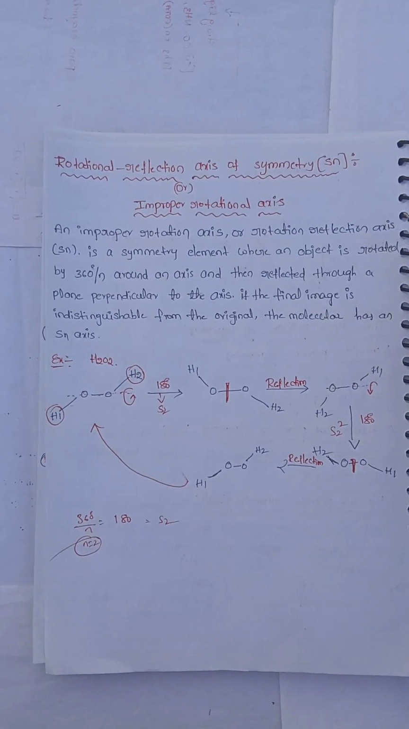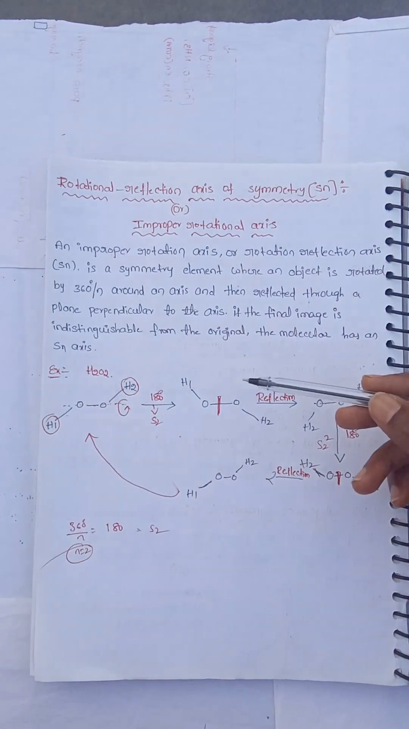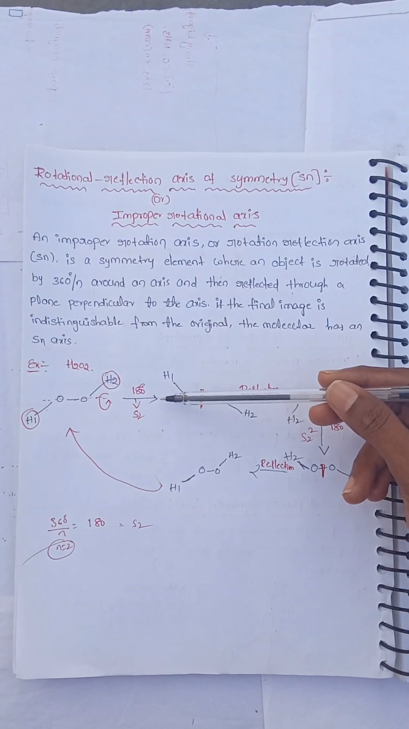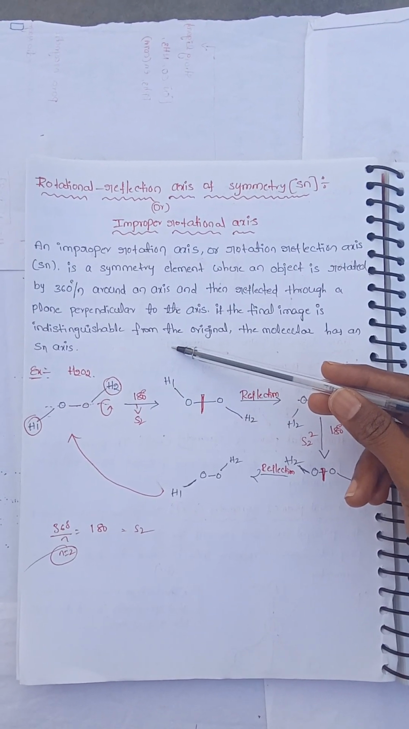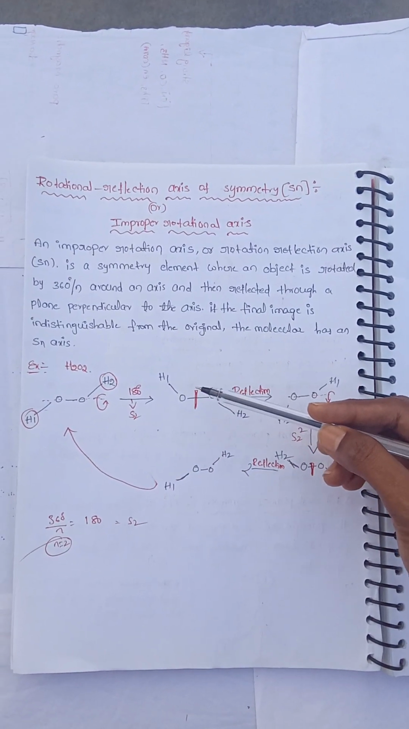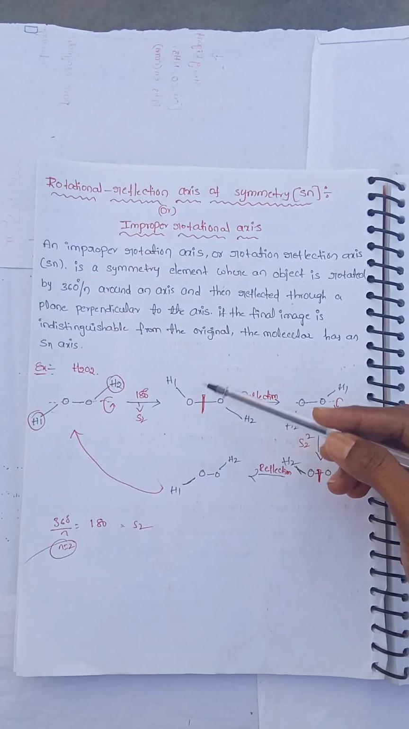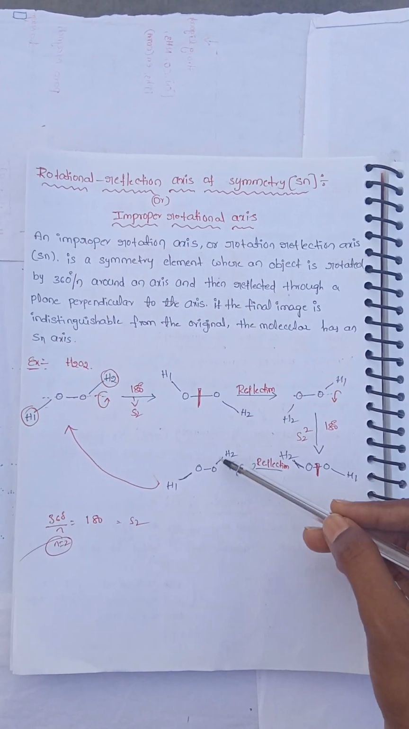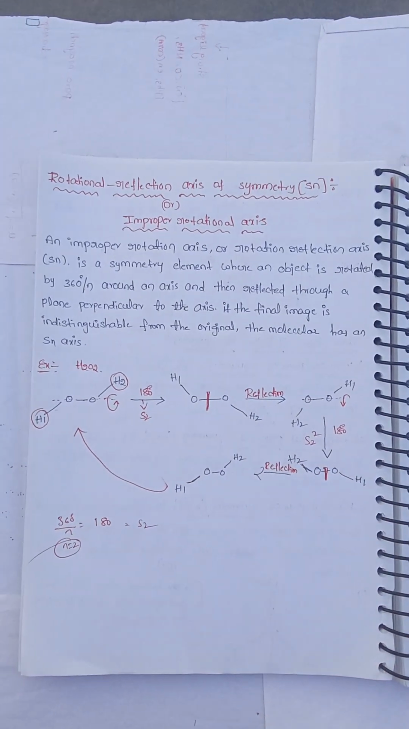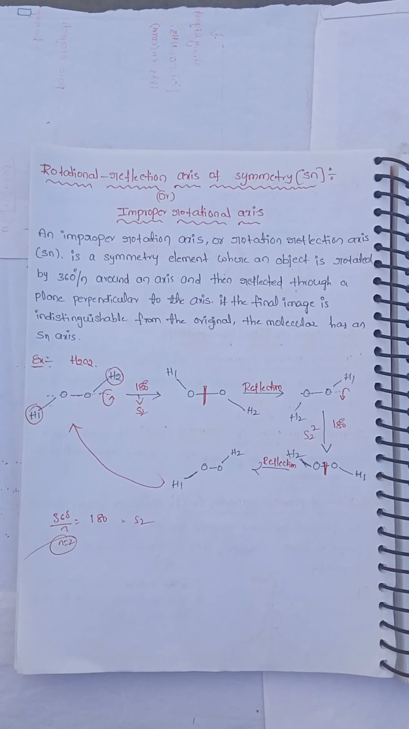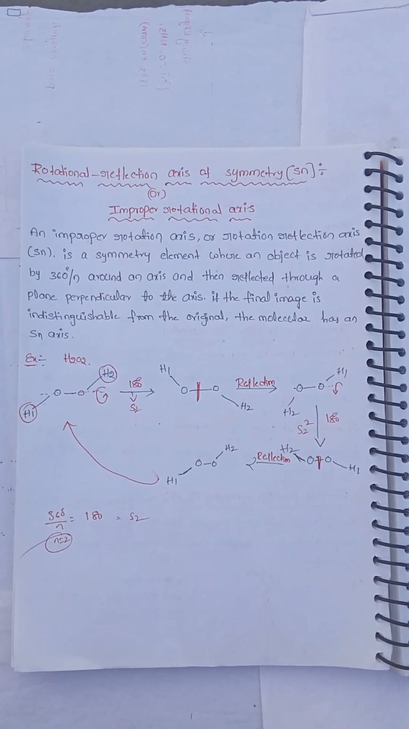So that means whenever you take the molecule, you rotate about the axis, and you have to find out the n value. That means here 360 by n. So you have to rotate by that many degrees, then the final image is indistinguishable. That means the final image and the first image are the same. So that is the rotational reflection axis of symmetry. Now let us see how many degrees you have to rotate.